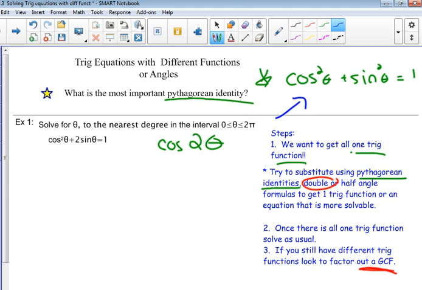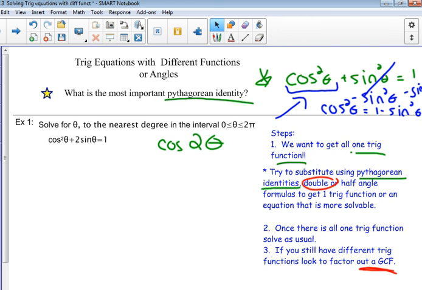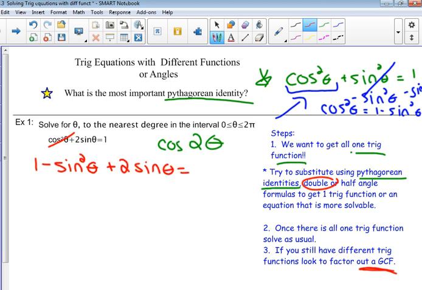Does anybody know what cosine squared was equal to? Close. Cosine squared was really equal to 1 minus sine squared, right? So what we're going to be doing is making a substitution. We're going to get rid of that cosine squared and put in 1 minus sine squared in its spot. So it's like a replacing, a substitution. Everything else is going to stay the same.